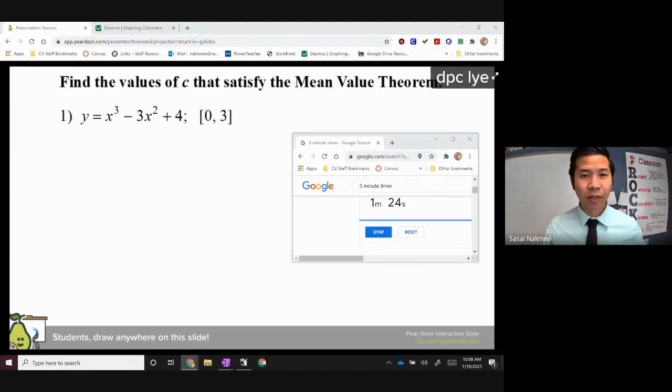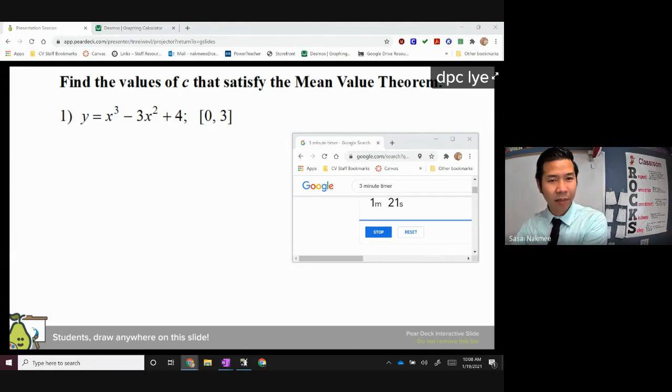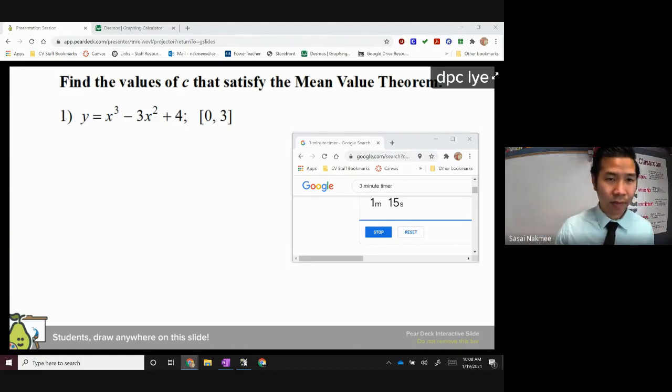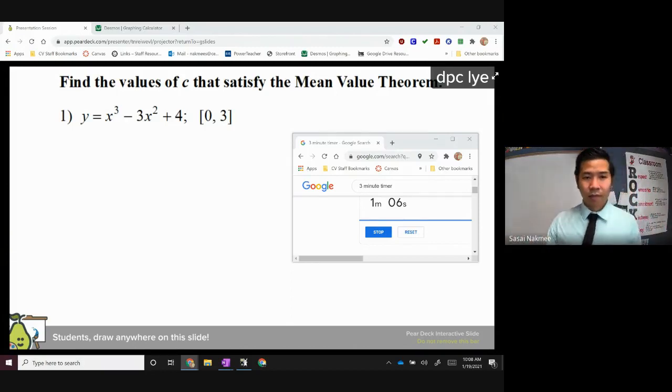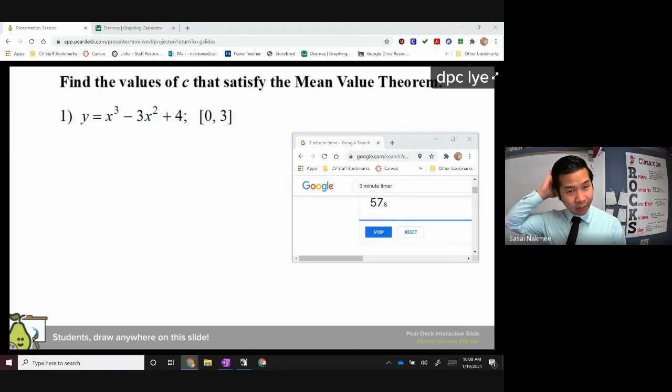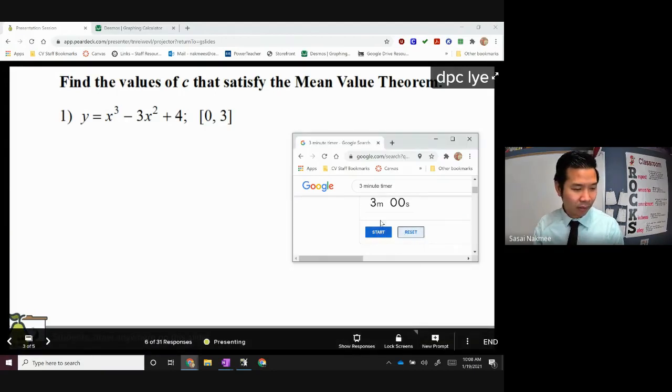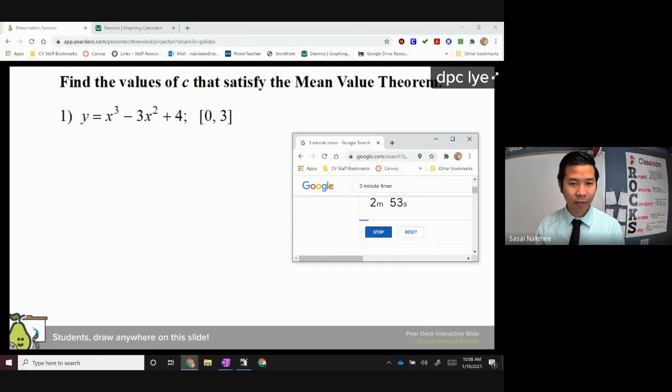Good. Some of you guys already noted that you can apply the mean value theorem. That's a great start. Good start on finding the slope of the secant line. Looking good. I think we need a little bit more time, so I'm going to go ahead and reset that. Keep working it out, guys.